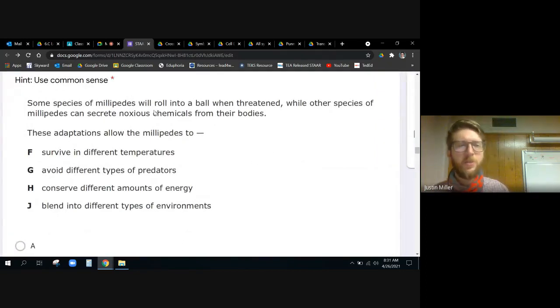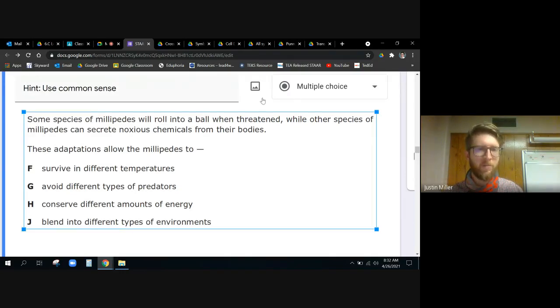Some species of millipedes will roll into a ball when threatened, while other species of millipedes can secrete noxious chemicals from their bodies. These adaptations allow the millipedes to do what? Why would they roll into a ball when they're threatened or secrete a noxious chemical from their body? Seems like they're trying to keep things away or get away from something, right?